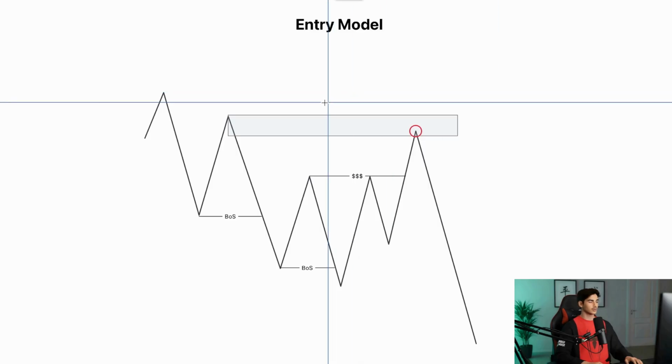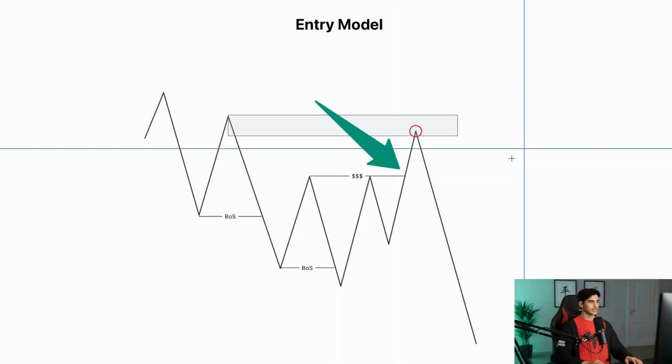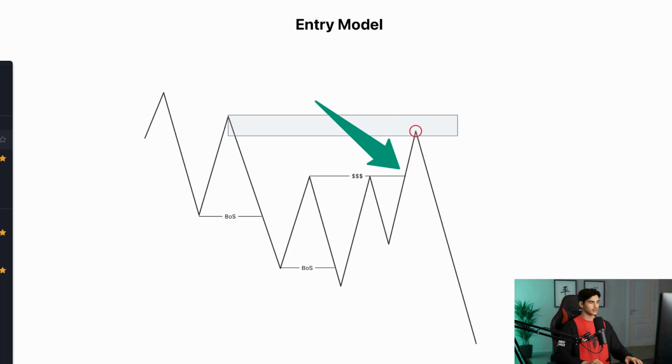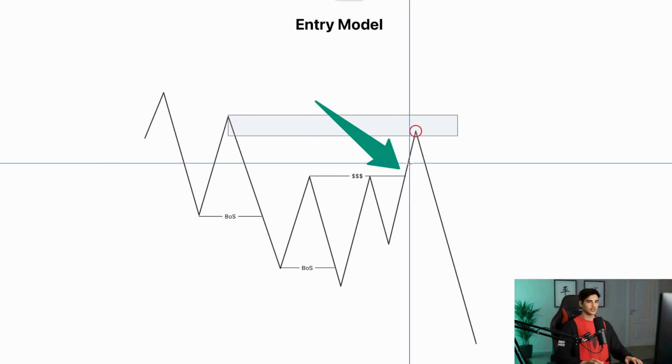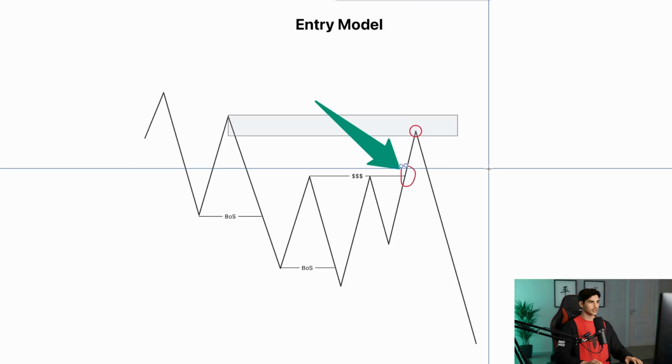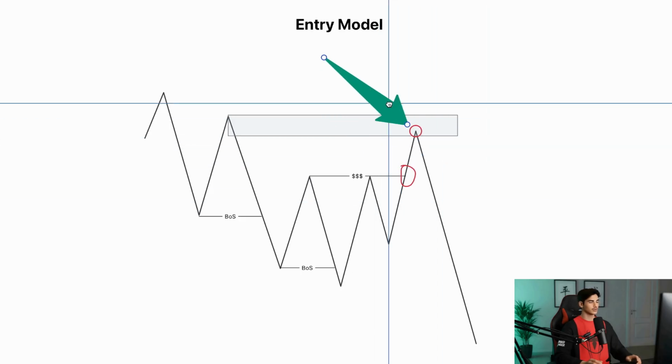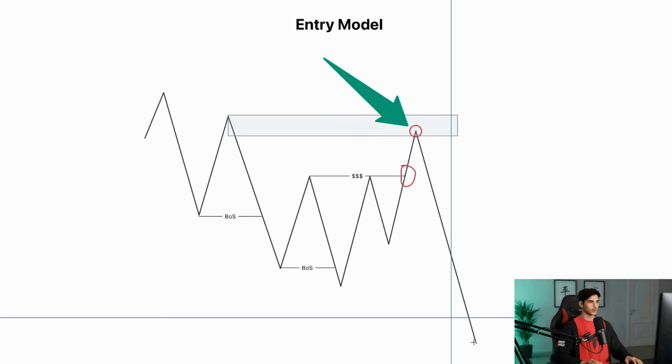Now, one final question you might have about this entry model is how is this not a break of structure, right? As we said, when the market breaks through a previous high or low, this should be seen as a break of structure. So why are we now looking to sell even though we've had what we could call a break of structure?